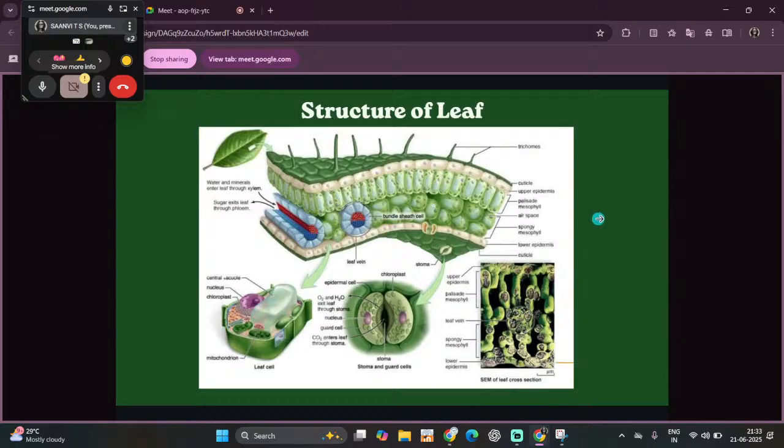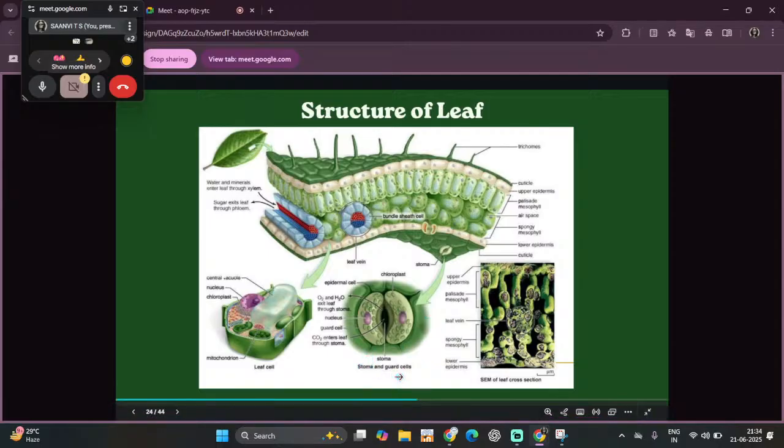So here is a brief explanation of the structure of a leaf. How does a leaf look? Have you ever examined one in front of your eye? But what about how it looks in a microscopic view? So this is a cross-section of a leaf in a microscopic view. You can see here that the sugar exits the leaf through the phloem, the water and the minerals enter the leaf through the xylem, and there is a bundle sheath cell. This is called a leaf vein. Out here you can see the stoma and the guard cells.